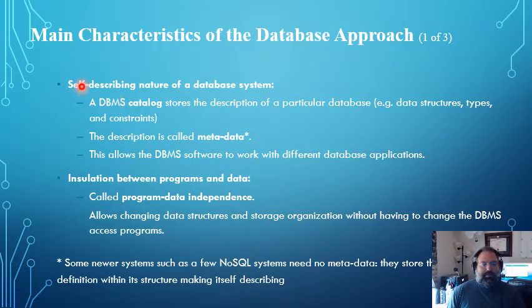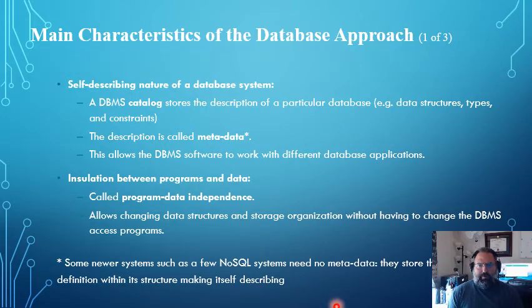Generally speaking, databases are somewhat self-describing. There's a catalog that's used to store the descriptions of a particular database, the data structures, the types and constraints, and there may even be additional data associated with it that is truly a textual description. This whole set of data is called metadata, that is, data about data.